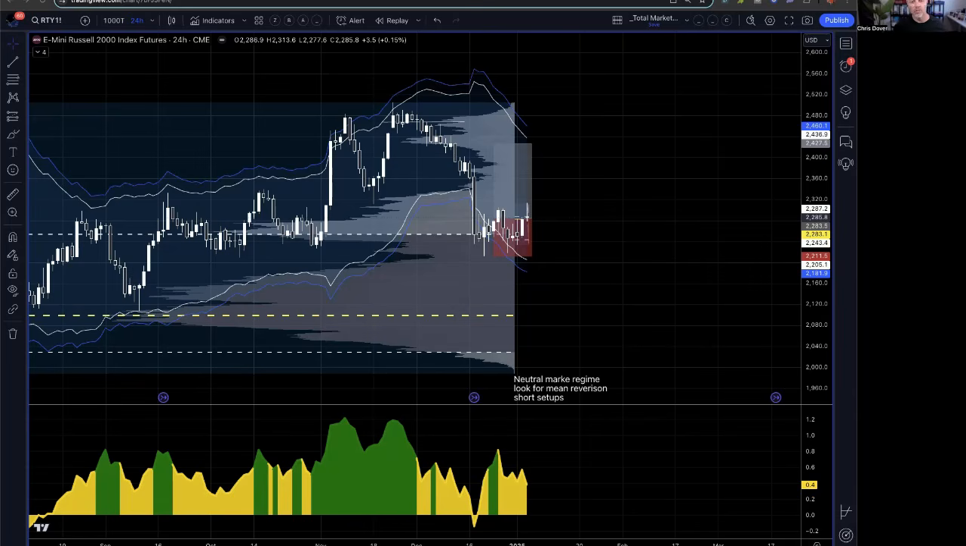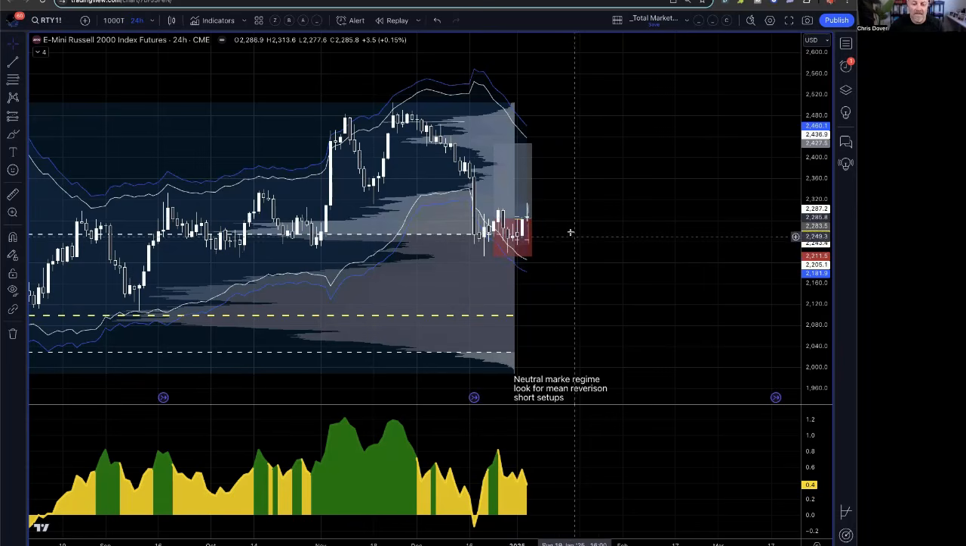So the neutral market regime, what we're currently looking at in the Russell, is a mean reversion environment. This isn't the place where you're looking for a big trend to catch on to. This is actually where you want to be buying the dips and selling the rips when the markets are hitting top ends of the range or bottom ends of the range.